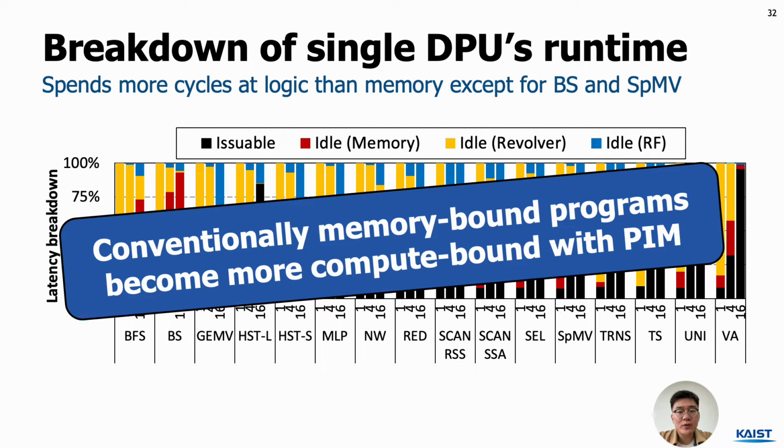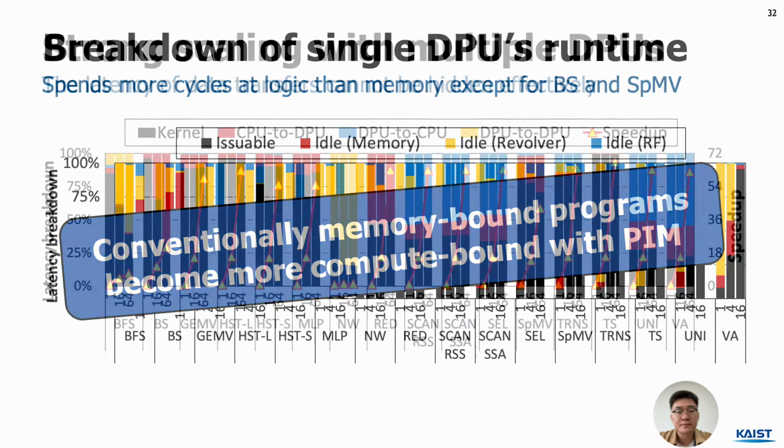Again, this means that while PIM-suitable applications are generally memory-bound on conventional hardware like CPUs or GPUs, when they are run on our UPMEM PIM architecture, the applications start to be more compute-bound. We also characterize the PIM benchmark suite's various runtime behavior, but due to timing constraints, we ask you to refer to our paper for more details.